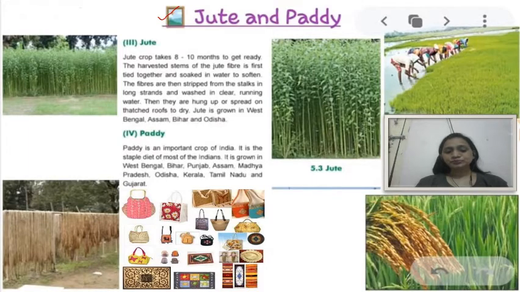Okay, you can see this picture is actually a picture of the field of the paddy. Paddy requires 2-3 feet of water in the field, so it requires a lot of water to grow.